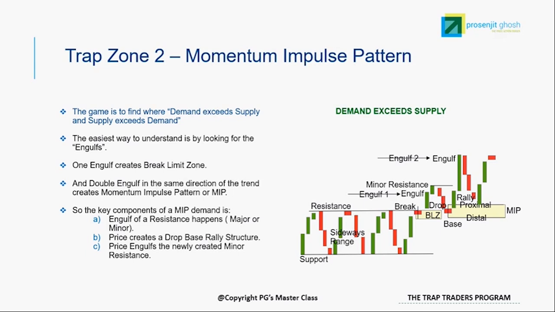That's it. There is nothing more about this pattern. It is as simple as that: price will engulf a resistance, whether major or minor, then price will create a drop base rally, and thereafter price will engulf the newly created resistance as well. And if that happens, we get our MIP structure, we put our proximal line, distal line, and we take the trade on retracement. So this is MIP demand.